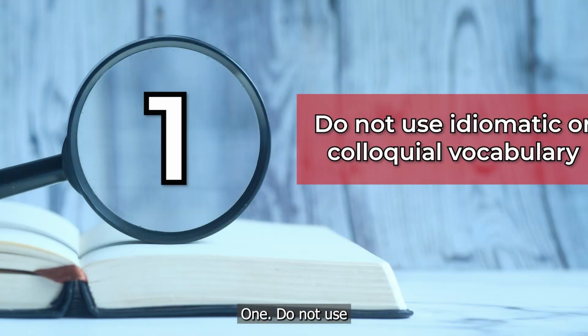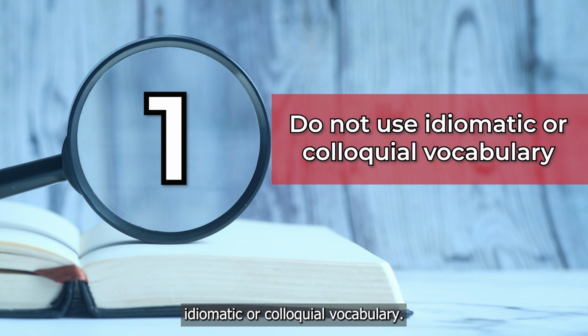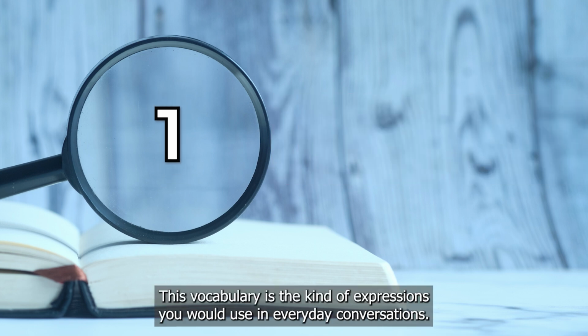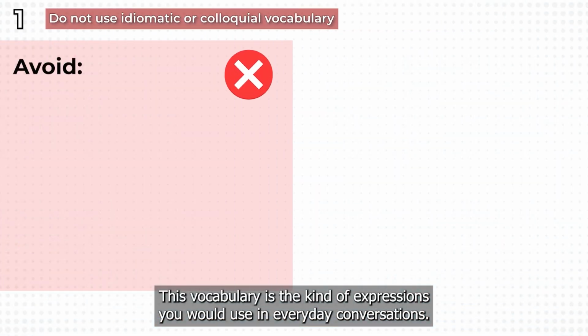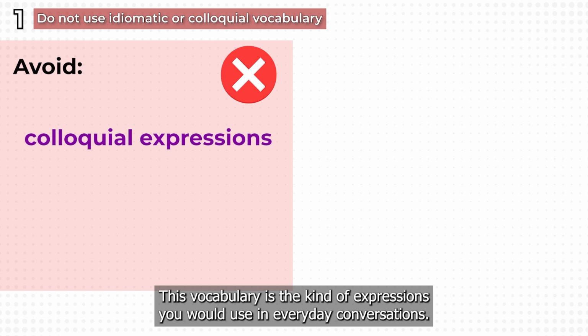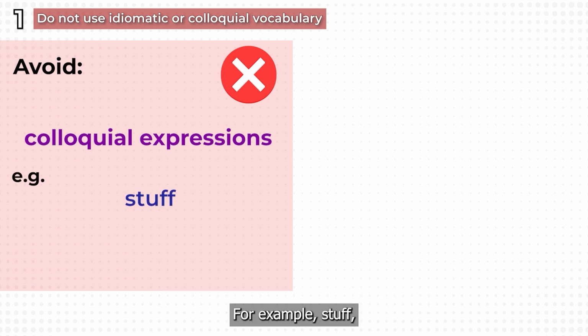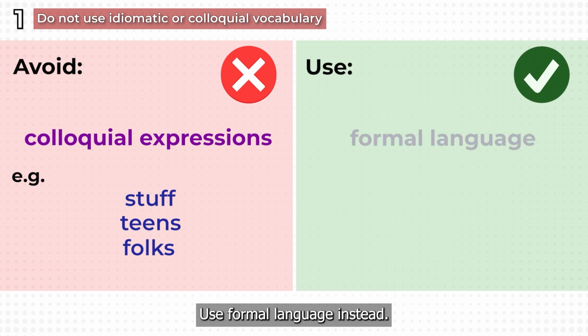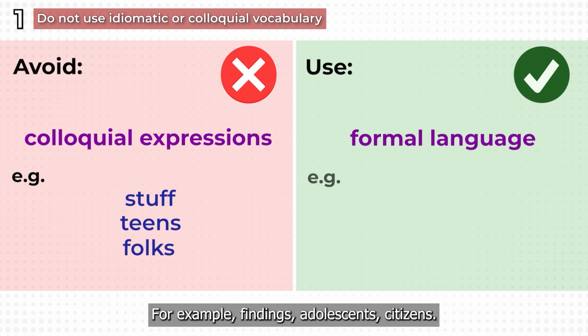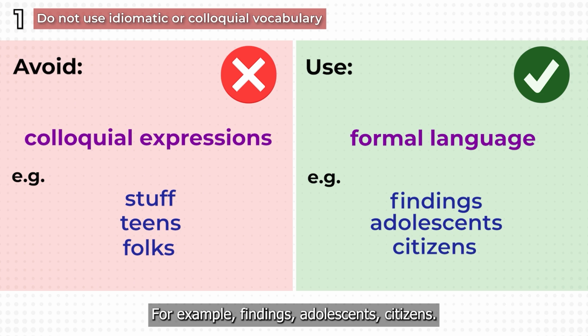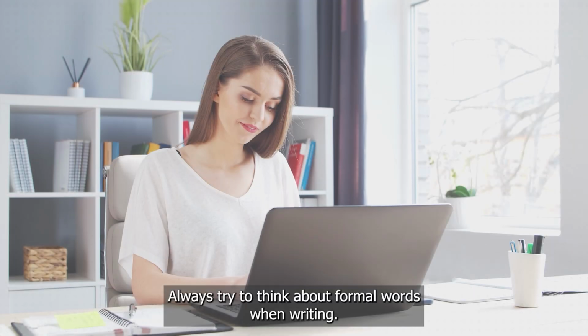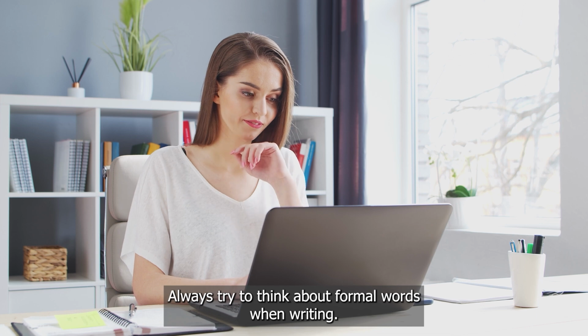1. Do not use idiomatic or colloquial vocabulary. This vocabulary is the kind of expressions you would use in everyday conversations. For example, stuff, teens or folks. Use formal language instead, for example, findings, adolescents, citizens. Always try to think about formal words when writing.